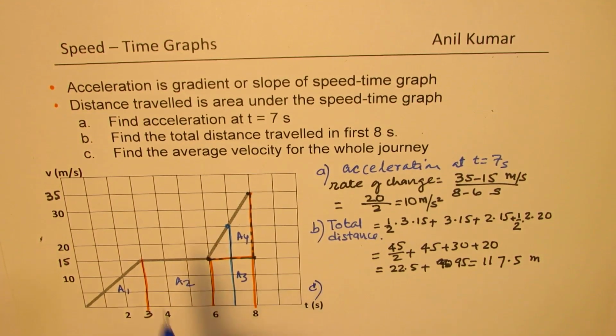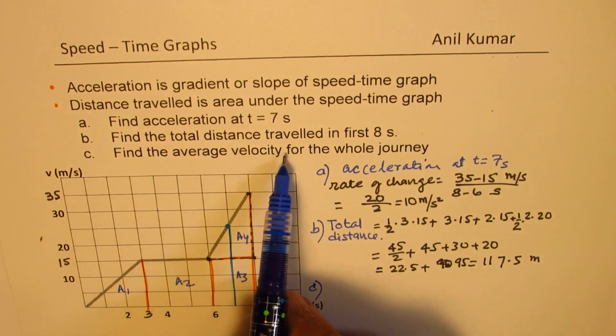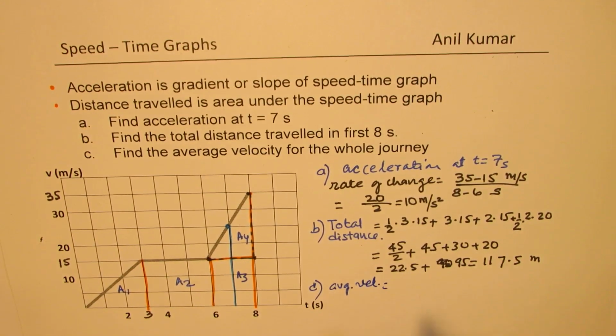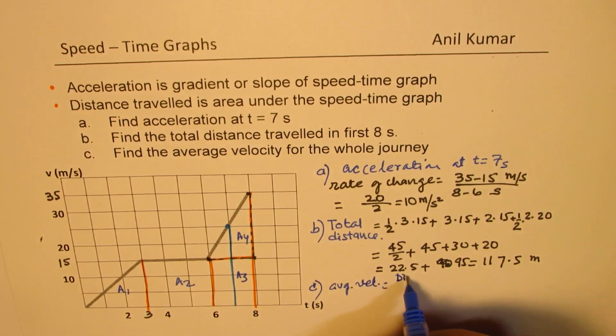C. We need to find the average velocity for the whole journey. Now average velocity is the ratio of distance over time, correct?